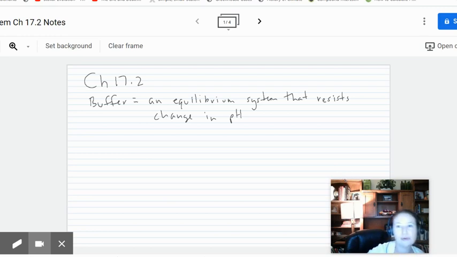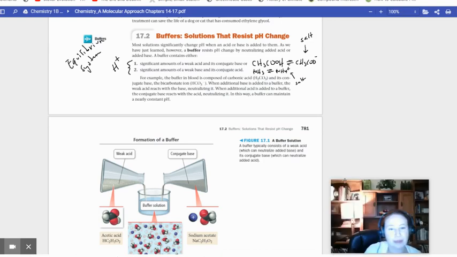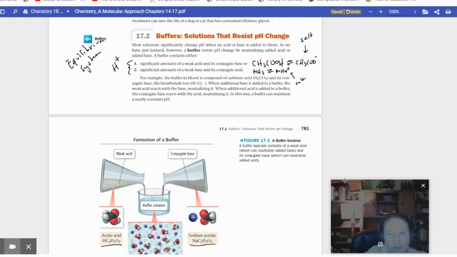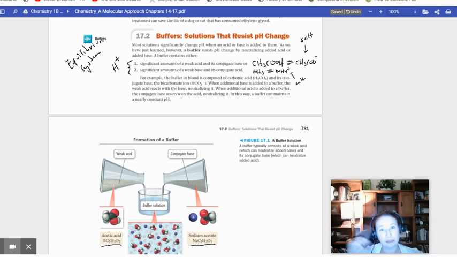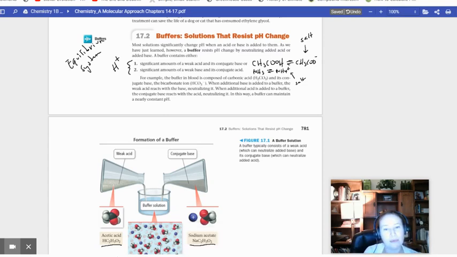Okay, so how do we get a buffer? There are two ways to get a buffer. This picture is showing us one way, and that's what I mentioned earlier. We are adding our weak acid, and look at that, acetic acid. I told you it's very common. And then they're adding sodium acetate. Why are they adding sodium acetate? Because that will ionize into Na+ and the acetate, CH3COO minus, and we will have a mixture.